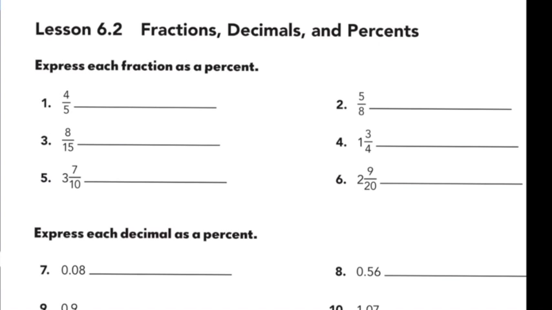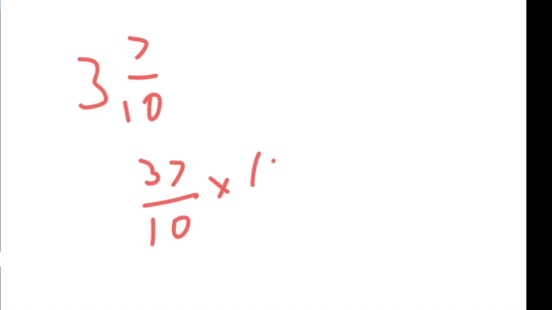Okay, so let's look at a mixed number. We'll look at number 5, which is 3 7/10. Let's do the first way that we talked about, which is to make this into an improper fraction. So it's 3 times 10 plus 7, so it's 37 over 10, and we want to multiply that by 100%.